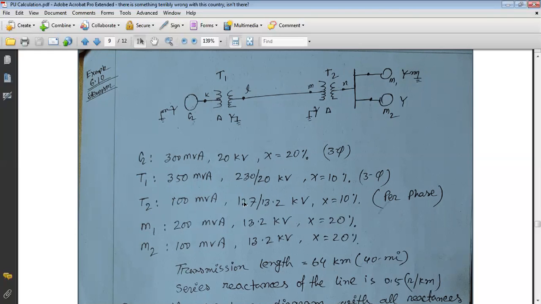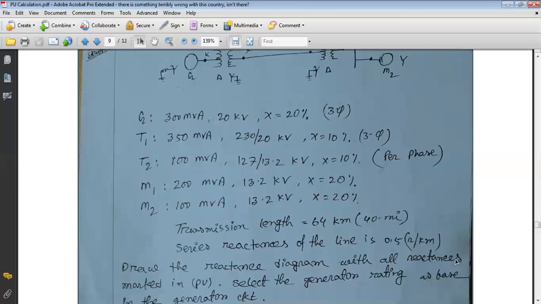Three-phase rating is not given in the question. That's why it is mentioned as per phase. If the right portion of any device mentions per phase, single phase, or line to neutral, it means that the per phase or single phase rating is given for that particular device. For motor 1 and motor 2, nothing is mentioned on the right side, so these are all three-phase ratings.